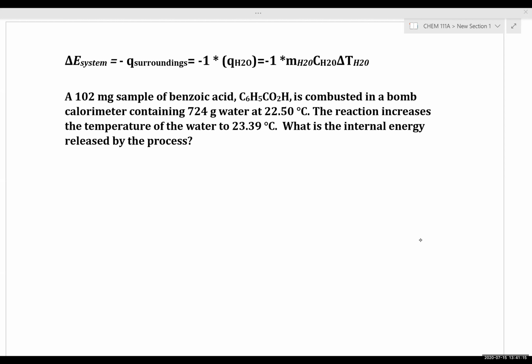And your response should be in the order of kilojoules. It should definitely be greater than 1 kilojoule. So just check your calculations and make sure that your inputs don't have any calculator errors. And we'll discuss this example in another minute.